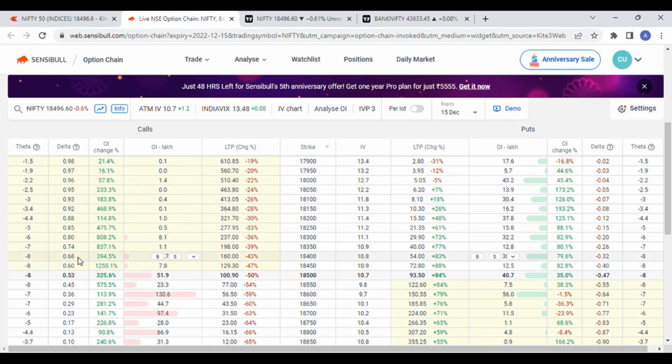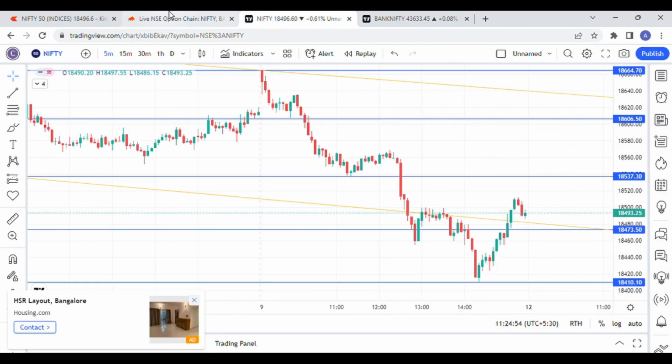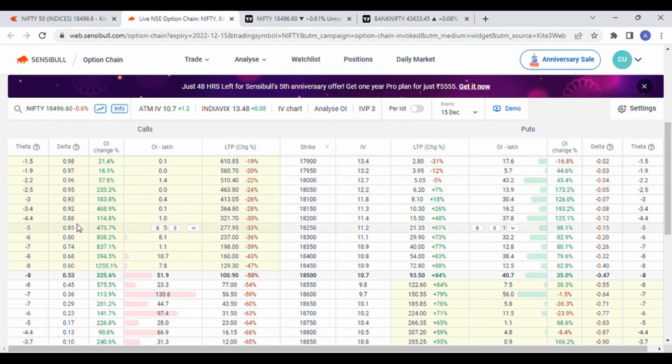So this is how delta measures the ratio of any option premium's increase to the movement in the spot chart. Spot chart means this Nifty chart. Based upon delta, the premium will vary accordingly.